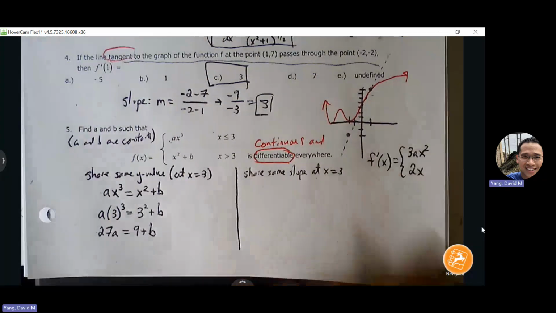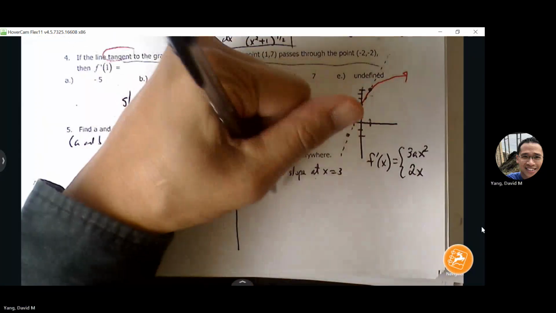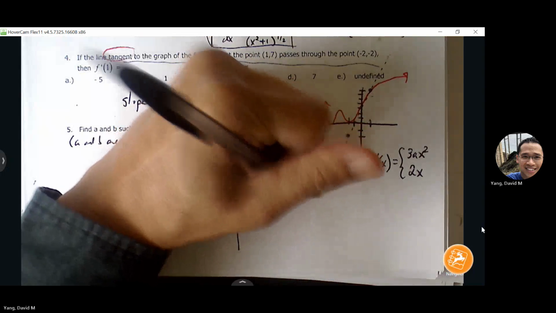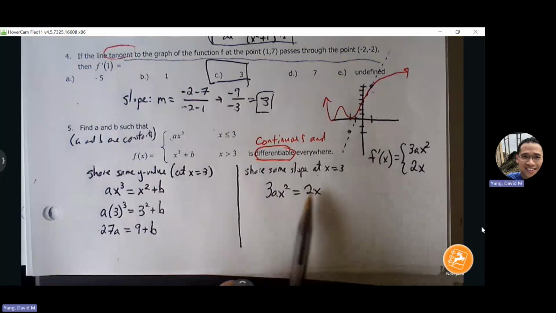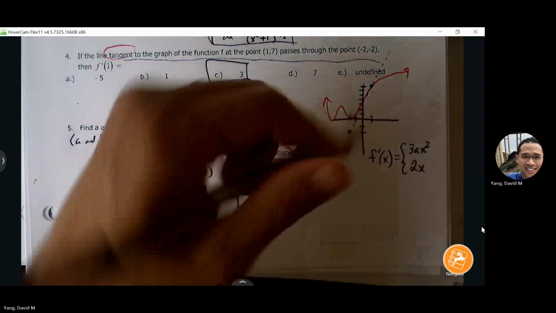Right. So we have our two slope formulas. We're going to set them equal to each other. We're going to force them to share the same slope at x equals 3. Replace every x with 3 because we only care about them sharing the same slope at that point.